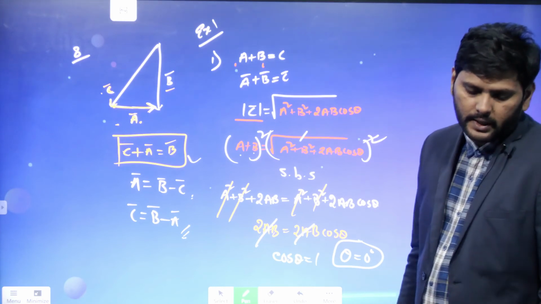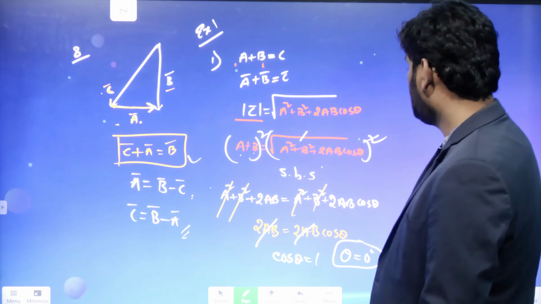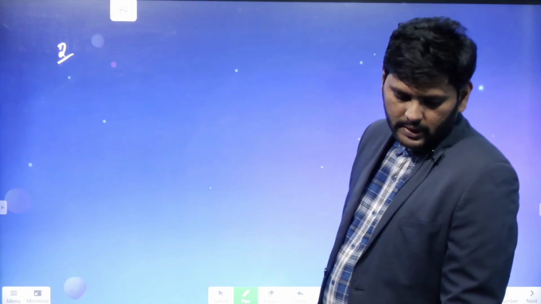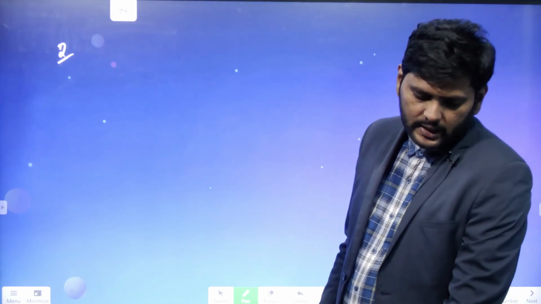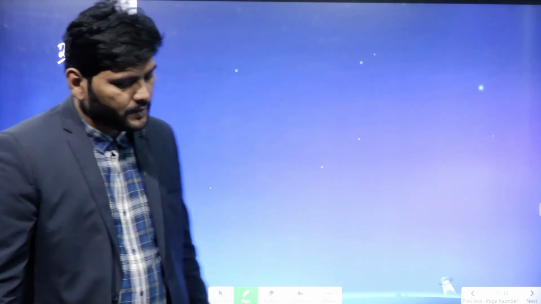So one more question they are giving. Let me go to the other question, the exercise second question. P bar is given, Q bar is given. Find the magnitude of P plus Q. So now you can write the P bar and Q bar vectors.